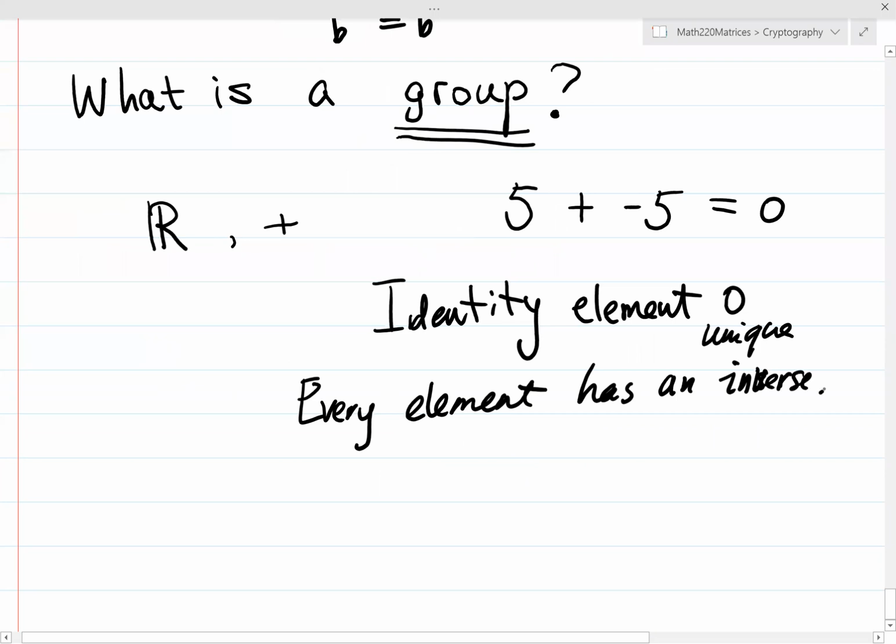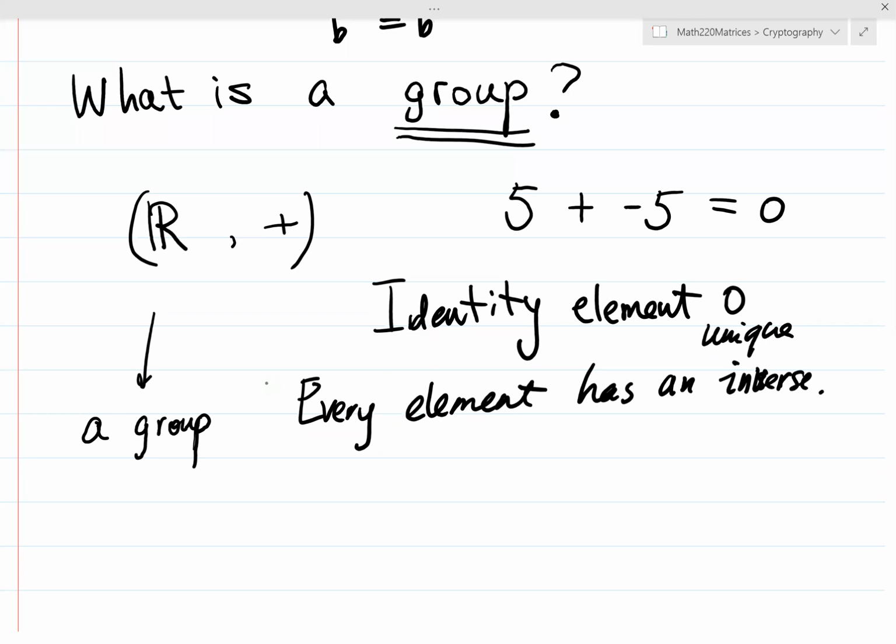Now, of course, we have the associative property for addition. So the real numbers with respect to addition form a group. You can think of R as a group with respect to addition. This is the translation of the number line, and this talks about a certain symmetry.